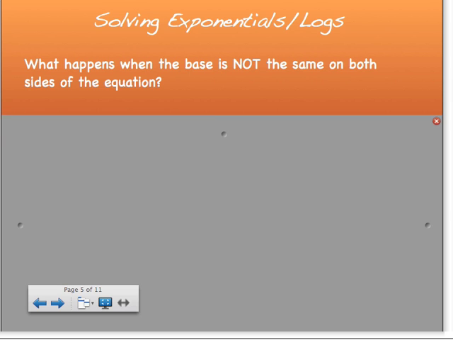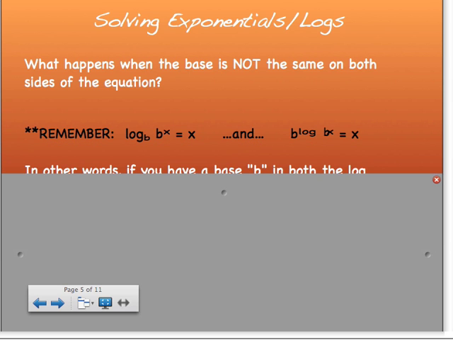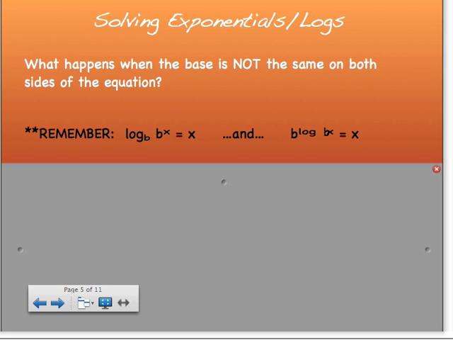Okay, I want you to remember one thing. We've talked about this: log base b of b to the x is equal to x. In other words, if I have a log with a base b right next to an exponential with the same base b, or vice versa, if I have an exponential with base b raised to the same log base b, I know I'm just going to get that x back. That's going to help me solve a few things.